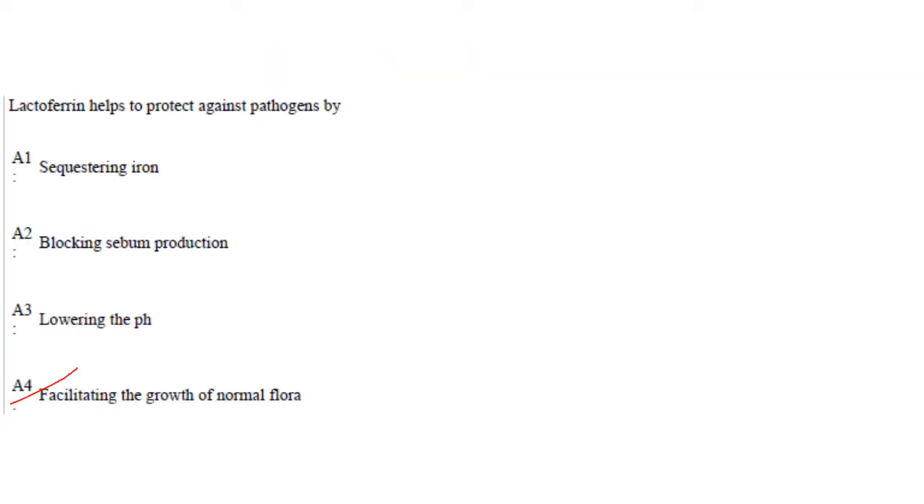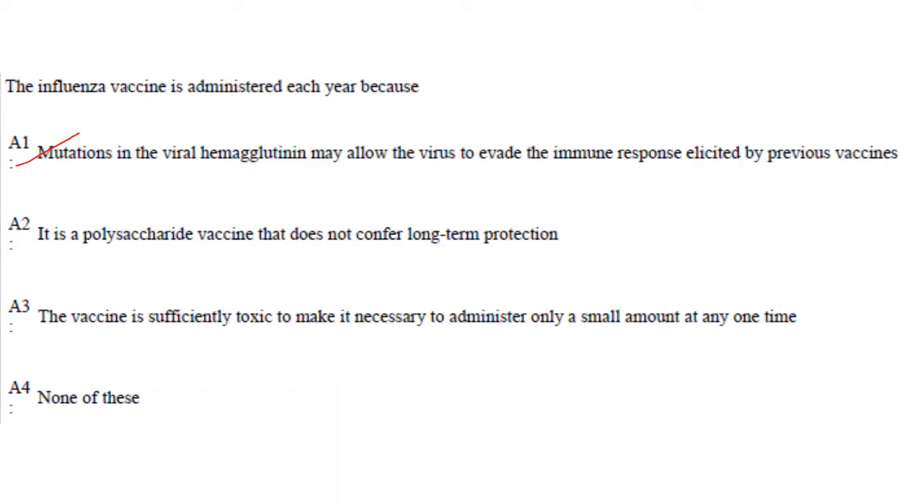And lactoferrin helps to protect against pathogens by. Lactoferrin can inhibit pathogen from binding to the host by binding to the lipopolysaccharide of the bacterial wall, ultimately resulting in bacterial lysis. Lactoferrin also promotes the growth of beneficial bacteria with low iron requirements, such as lactobacillus and bifidobacterium. So as per the options here, sequestering iron, no, blocking sebum production, no, lowering the pH, no, facilitating the growth of normal flora. Answer is option 4. Then the influenza vaccine is administered each year because mutation in the viral hemagglutinin may allow the virus to evade the immune response elicited by previous vaccines. So answer is option 1.